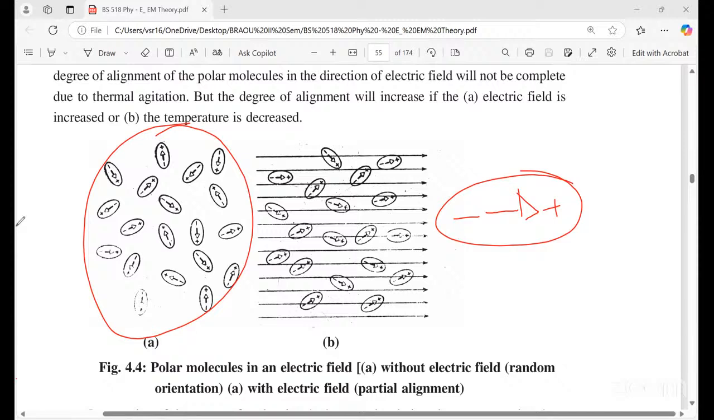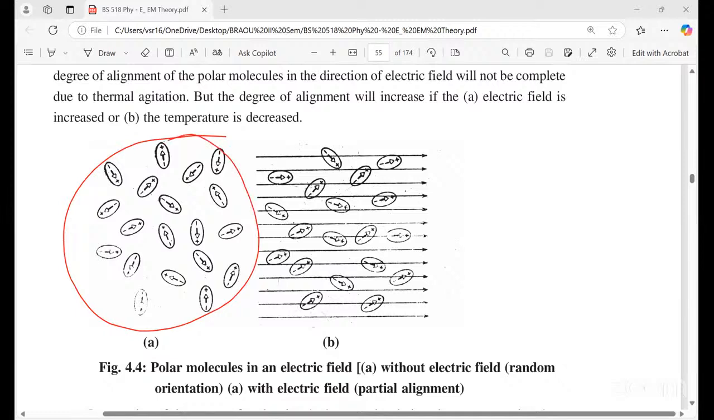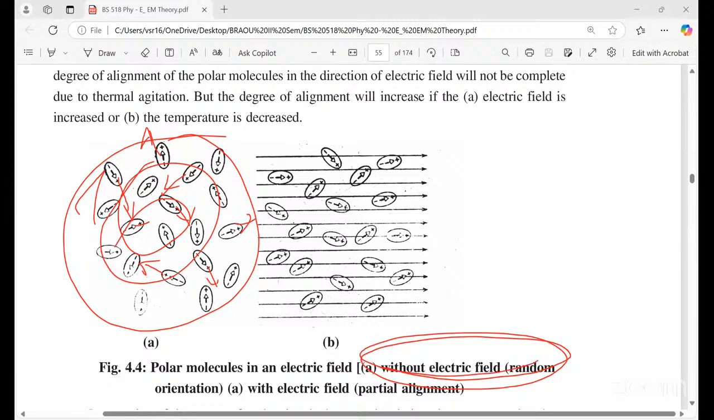How is the alignment? That means these are aligning randomly, zigzag, here downwards, this is upwards, and downwards and downwards, and this direction downwards like that. So the alignment in different directions is different. Okay, without electric field, that means random variation is to be observed.